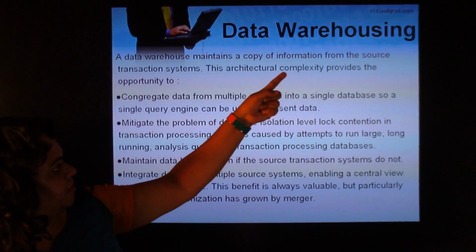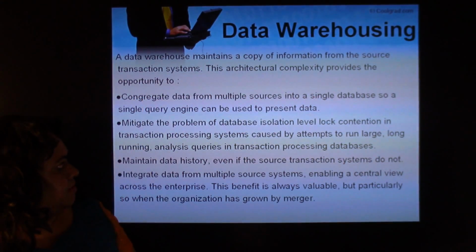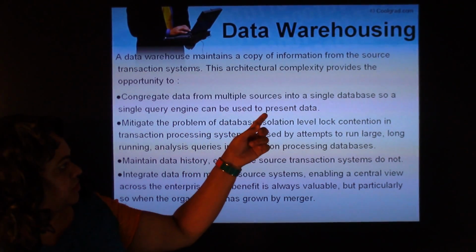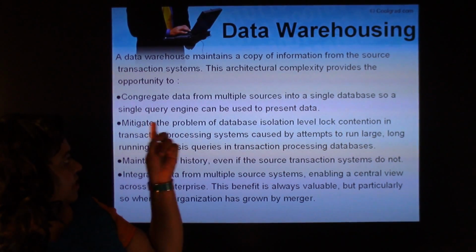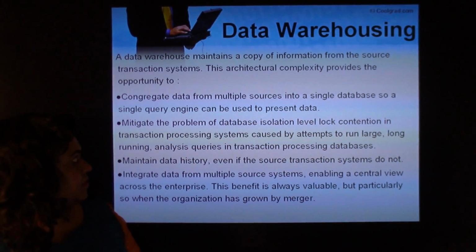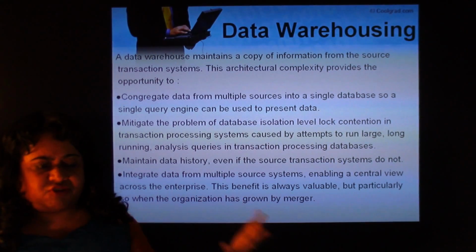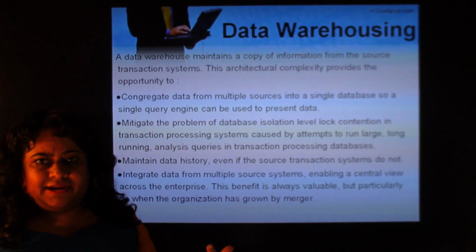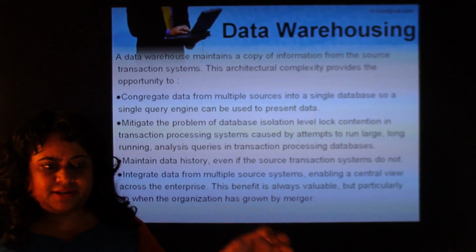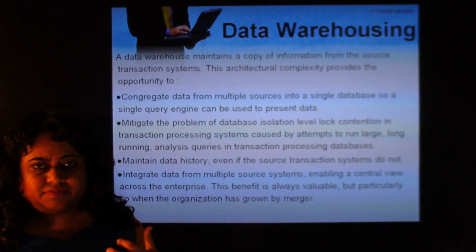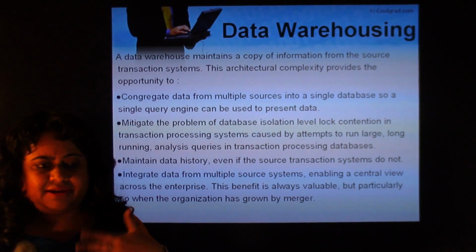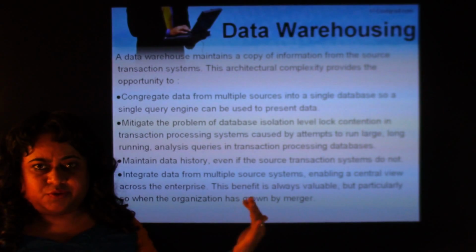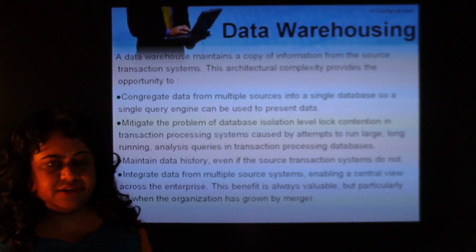Data warehouse maintains a copy of information from the source transaction systems. The architectural complexity provides the opportunity to congregate data from multiple sources into a single database, so a single query engine can be used to present data. So there may be data coming from various sources, structured, unstructured, normalized, denormalized, from various different databases. You have to consolidate them into a standard normalized format, so you can extract the data easily and make reports from it and dashboards from it and inferences from it. It's about getting all these different types of data sources into a standard format. That's one of the things they do.